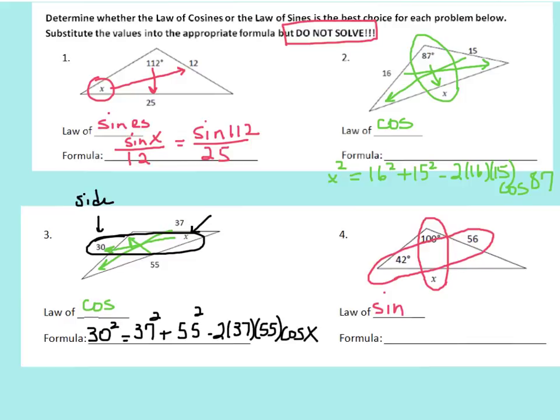And it's always the sine of the angle, in this case 100, divided by its opposite side, is equal to the sine of another angle, 42, divided by its opposite side, 56.